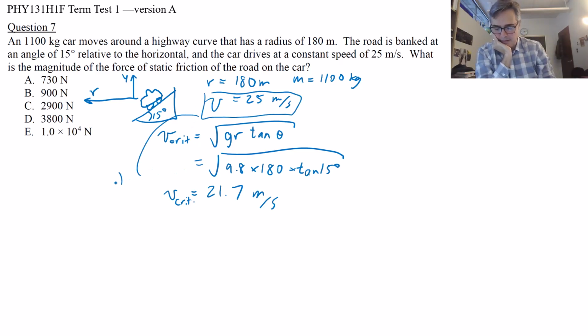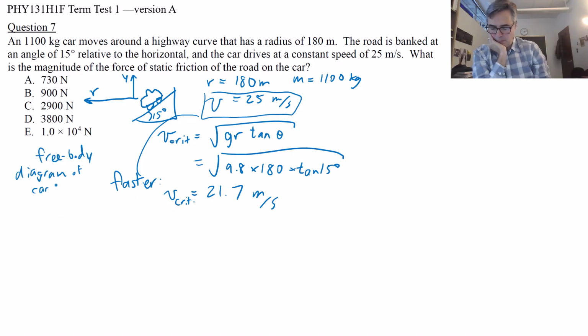So this means faster. So the free body diagram of the car is going to look like this. You've got the normal force pointing up and towards the r direction. Again, there's r, there's y. You've got accelerations, centripetal accelerations to the left.